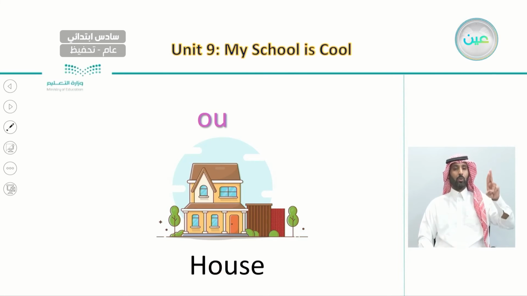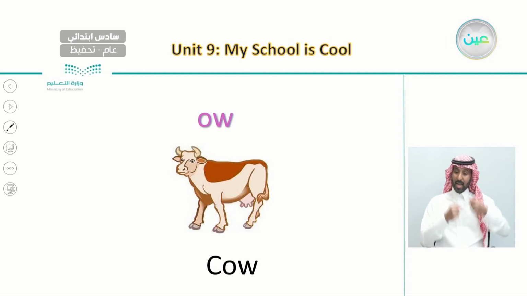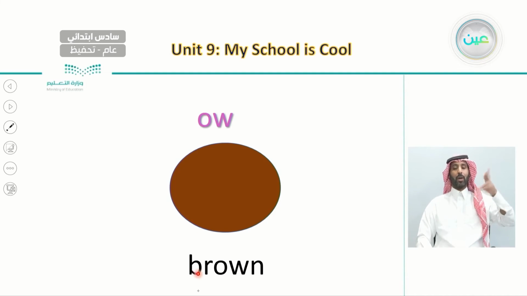Also another word with the same sound, which is mouse. Mouse. Also this word with the O and U sound that we can see here. The third one has the O and W sound, which is cow. Cow. Also cow with the O and W sound. And next we have brown. Brown. Also brown with the O and W sound.